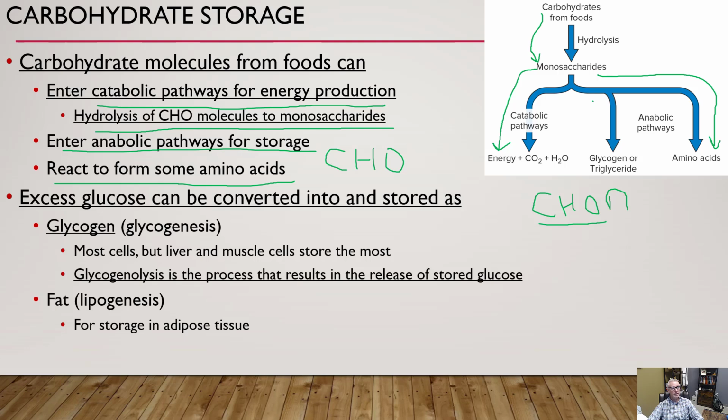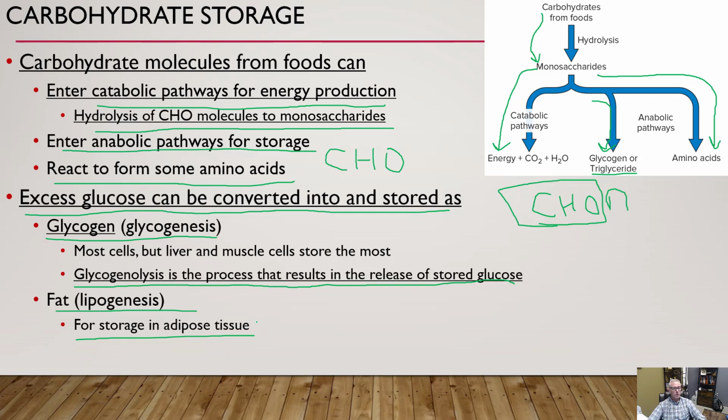Or if we eat too many carbs, they can get processed and get stored as glycogen. Remember our structure for fats. They're also CHOs. So we can rearrange carbs to form triglycerides. So excess glucose can be converted to glycogen. We call that glycogenesis. Remember, we've talked about this several times now. And then glycogenolysis is how we release that stored glycogen or that stored glucose. But we can also store excess carbs through lipogenesis. That's belly fat, adipose tissue. You eat too many carbs, you get fat.